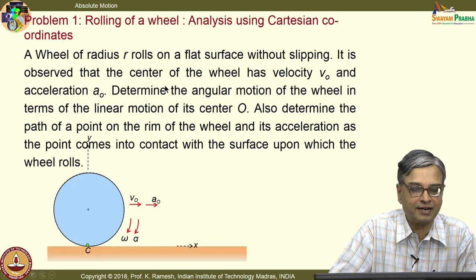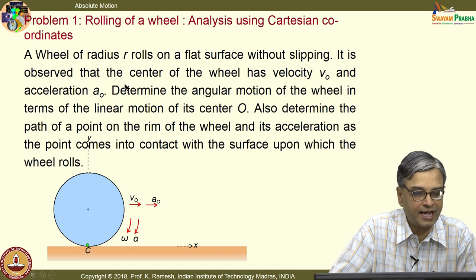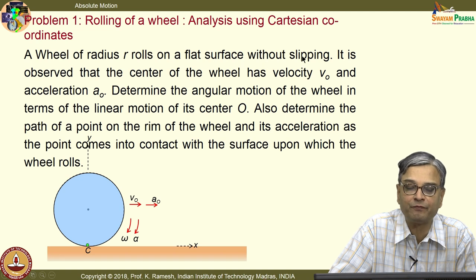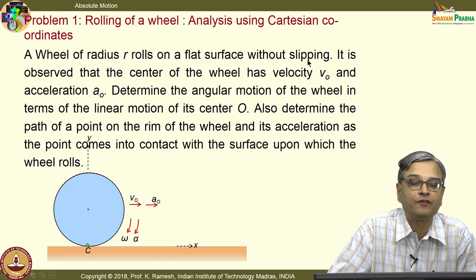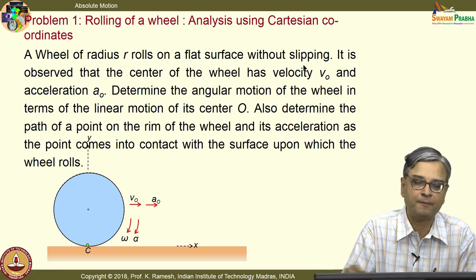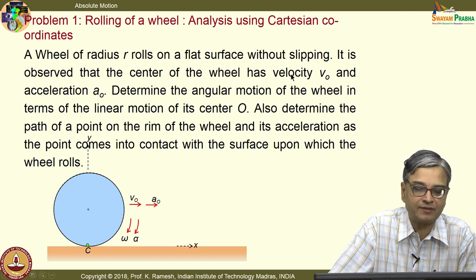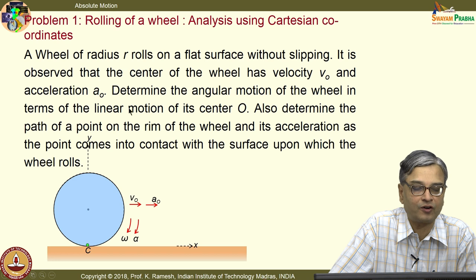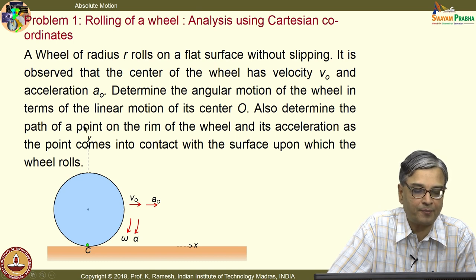And let us get the mathematics for this. So, I have a wheel of radius r rolls on a flat surface without slipping. That's a very, very important statement. If you have slipping, none of these kinematical relations are valid. Fine? It is observed that the center of the wheel has a velocity v naught and acceleration a naught. Determine the angular motion of the wheel in terms of the linear motion of its center O. Also determine the path of a point on the rim of the wheel and its acceleration as the point comes into contact with the surface upon which the wheel rolls.